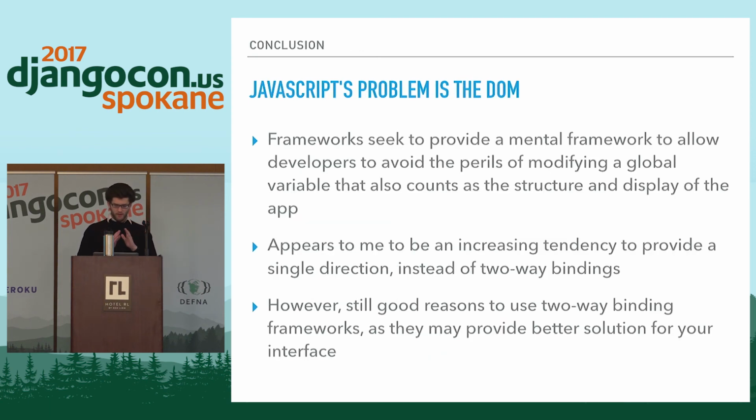To conclude, JavaScript's problem is the DOM, right? The DOM is horrible. It has this dual nature to it, and it is a giant global variable. And the goal of every framework is to try and provide some means of dealing with this global variable in a sane fashion.